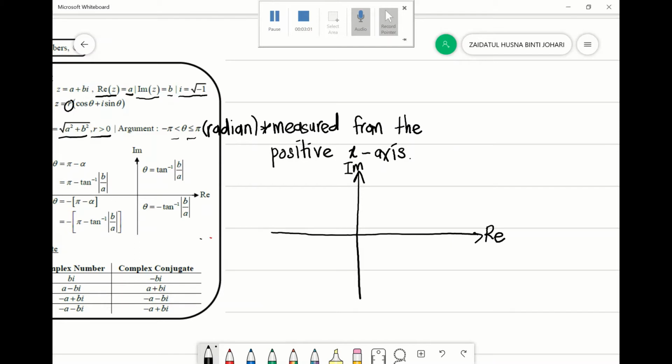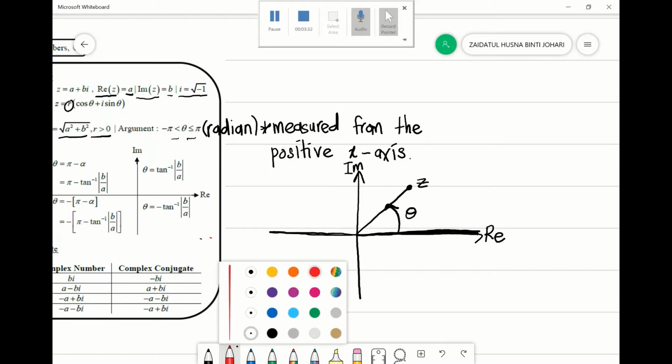So for example, if your complex number is located in the first quadrant, for example this is the z, theta is always measured from this positive x-axis. This one is the negative x-axis, so we always measure from the positive x-axis. So if our complex number is located in the first quadrant, that means theta here is acute. So that is our argument.